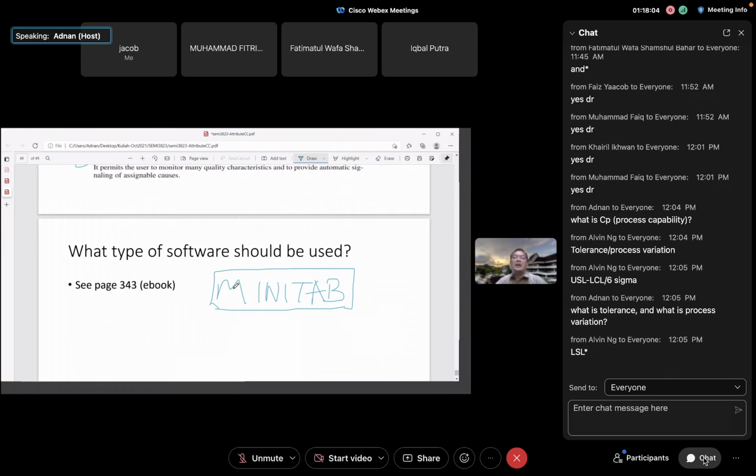We don't have time to go through Minitab, and also we are online now. We don't have those facilities. If you are on campus, we can show that this software is available in the industrial engineering lab. Minitab is quite popular to use to analyze statistical data, to plot the chart, to plot the histogram. Various types of chart are available in the software.